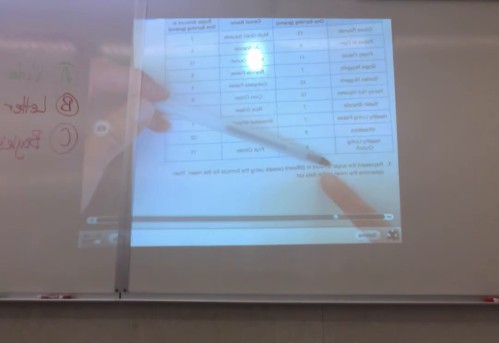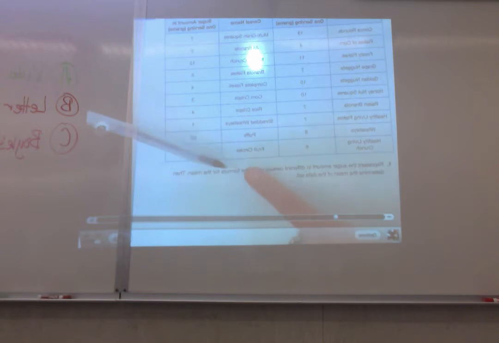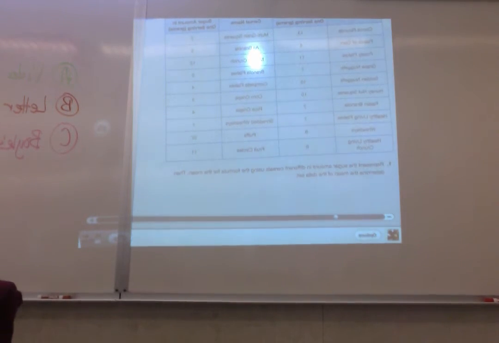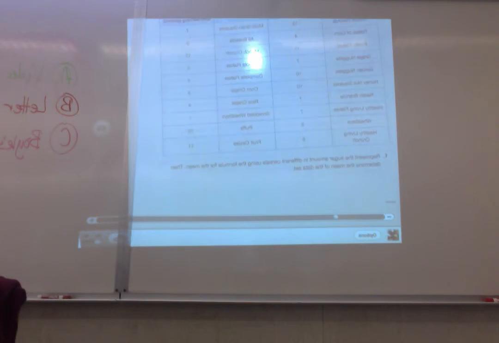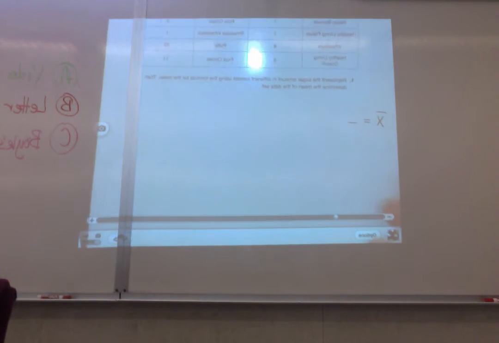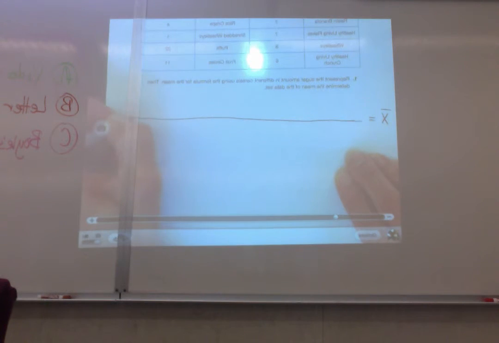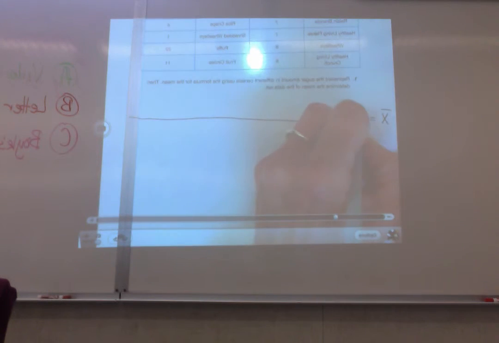Represent the sugar amount of different cereals using the formula for the mean, then determine the mean of the data set. Here's what we need to do. X with the bar on top equals. This is going to be a big, huge, long problem. You need to write tiny. Big, long bar. And you need to go like this.